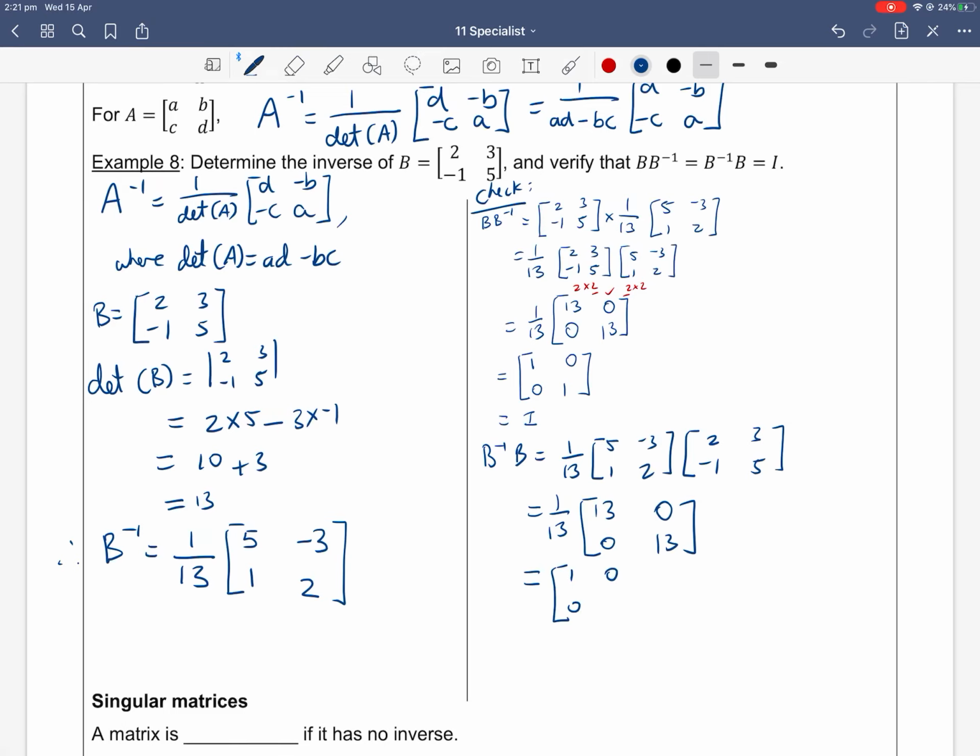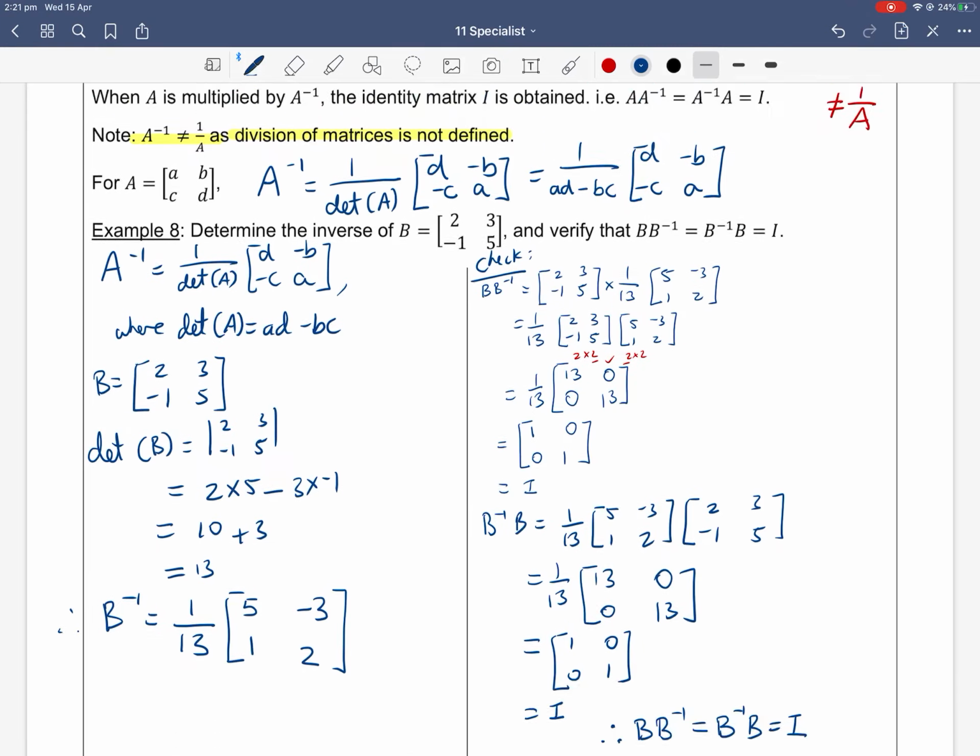If I multiply the 1 on 13 through everything, because it's a constant, I do get back my identity. Therefore, this B inverse does truly satisfy the definition of an inverse, where regardless of which side you multiply the inverse of the original matrix, you should get back the identity matrix.